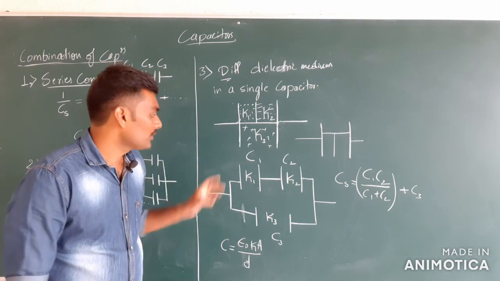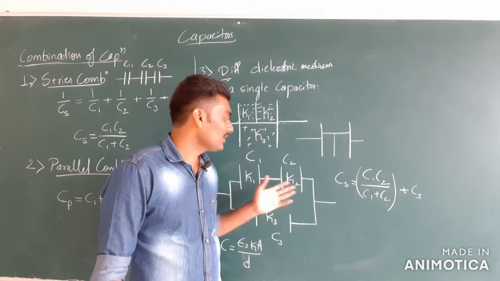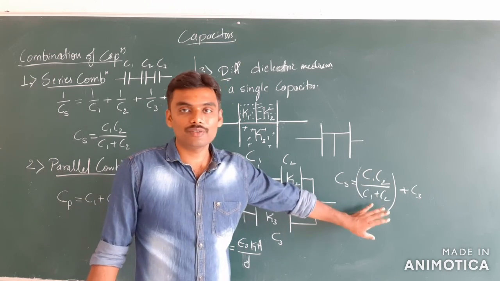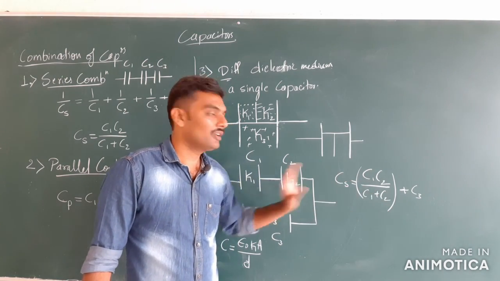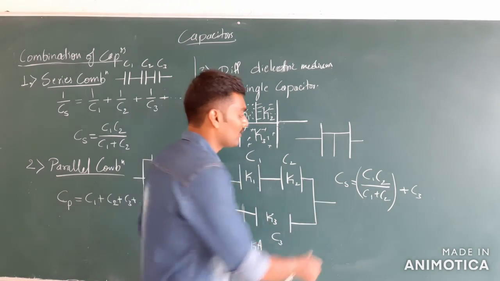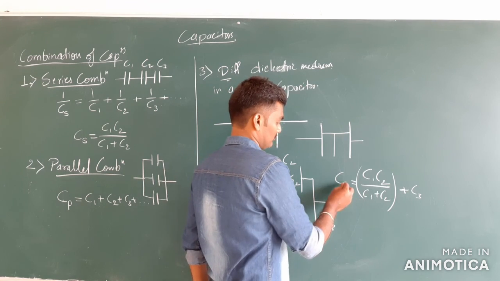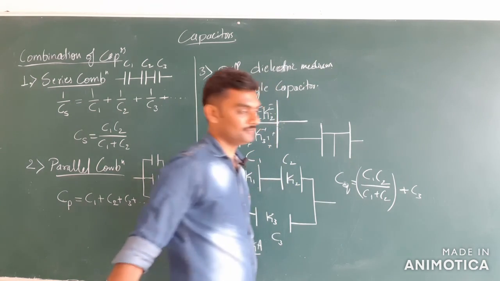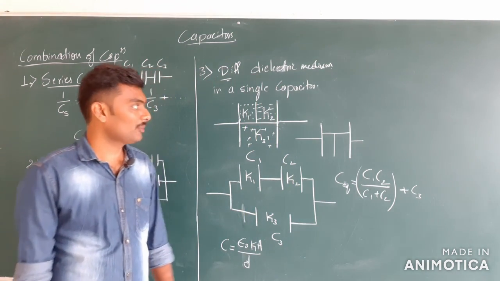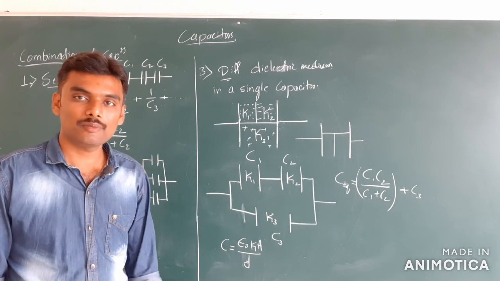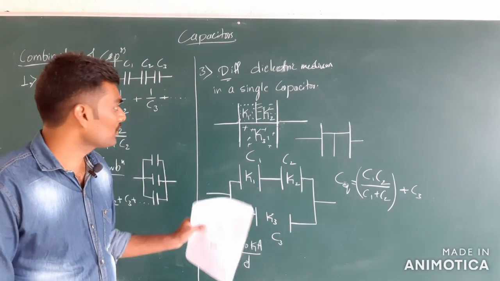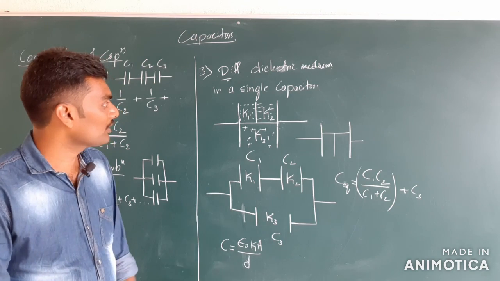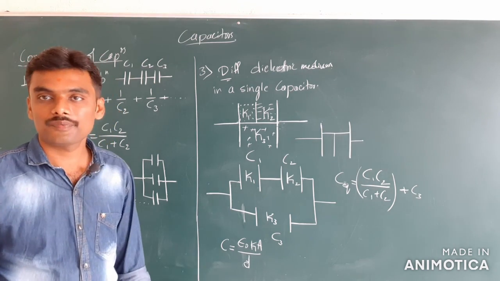You should work for A. Okay? So that's how you should get C1, C2, C3 and put them into this formula and get the value of CS. Or this is not CS, this is C equivalent capacitance. Clear about this? So this is one kind of complex combination of capacitors.